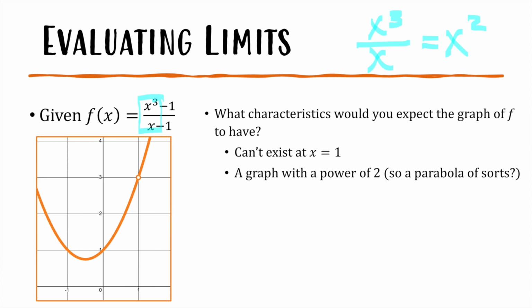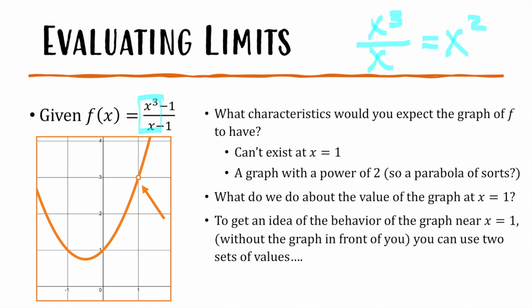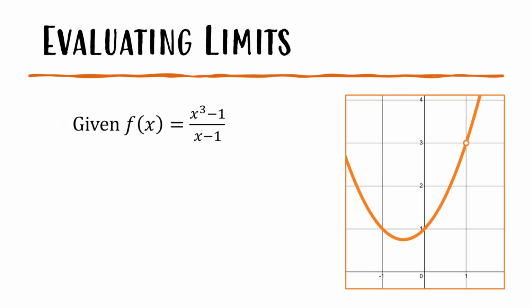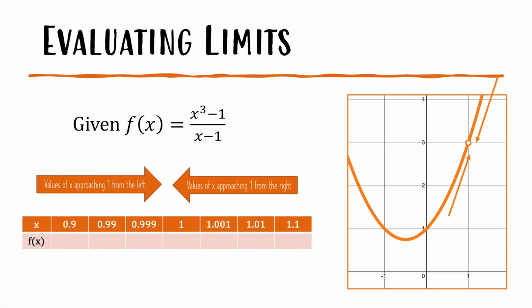There's what it looks like. It is indeed a parabola. But what do we do about the value of the graph at x equals 1? To get an idea of the behavior of the graph near x equals 1 without this graph in front of you, what we can do is use 2 sets of values. I'm going to make a table here, and I'm going to look at values of x approaching 1 from the left, and I'm going to look at values of x approaching 1 from the right.